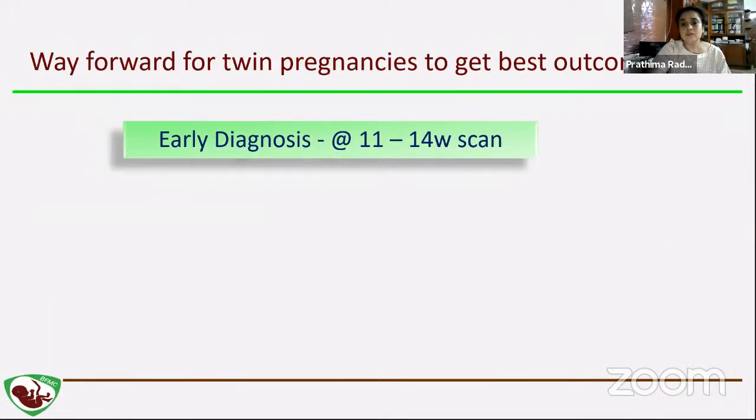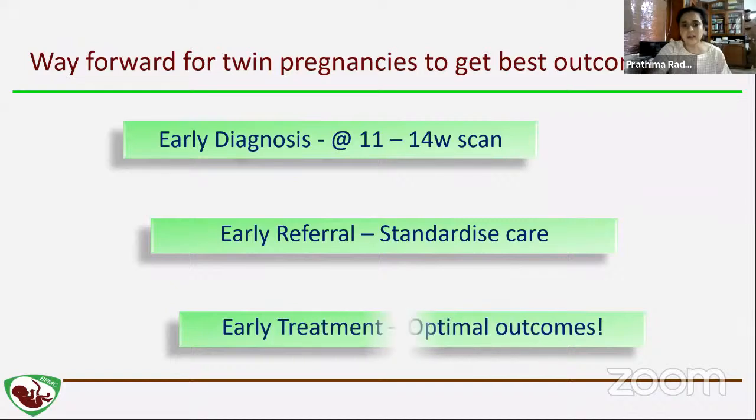So the way forward for twin pregnancies to the best outcome, there's no other way, and there are only 3 things which are very important: early diagnosis, early referral, and early treatment. And this is the only way we can optimize outcomes in these twin pregnancies. Thank you very much.